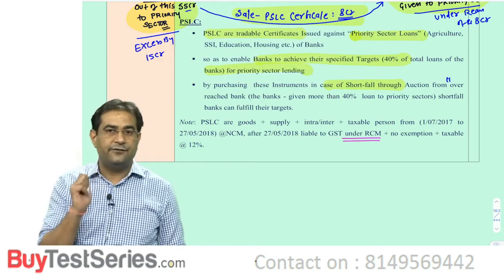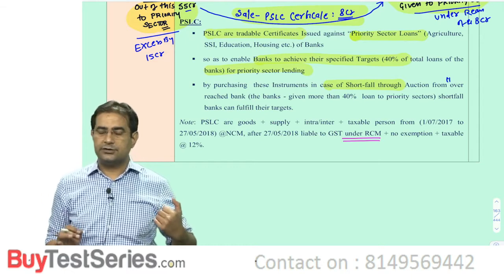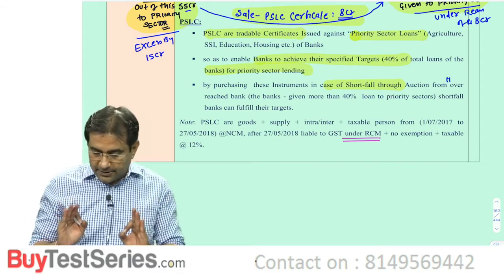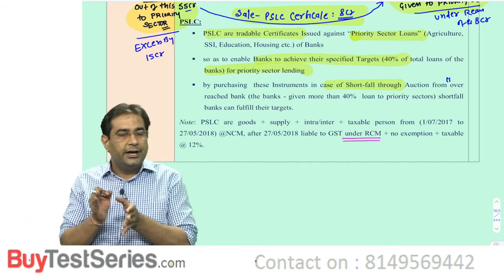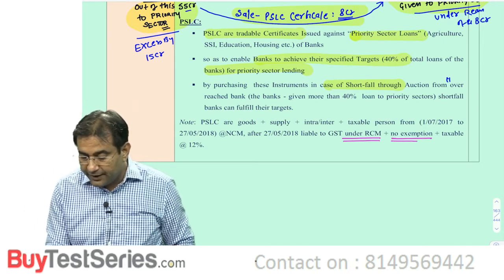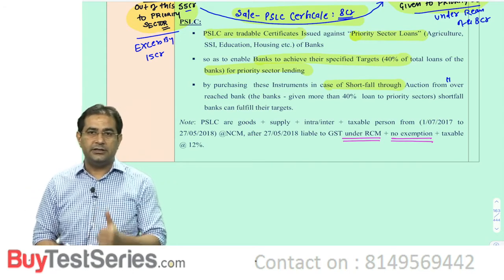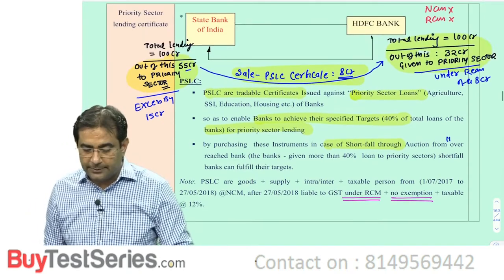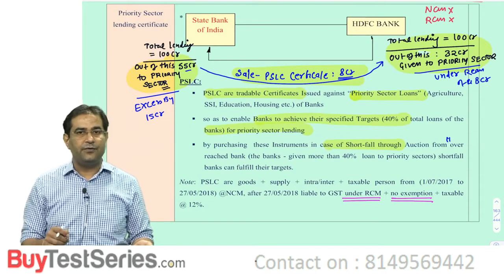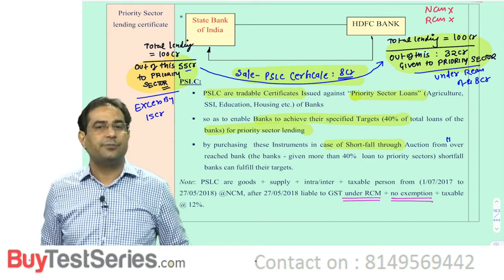But for your kind information, I would like to tell you, RCM applicable on supply of goods is not a part of your syllabus. But for your general knowledge, it also falls under reverse charge mechanism as of now. There is no exemption and finally it would be taxable at the rate of 12%. Is it okay? Yes, sir. That's great, my dear. This was the concept of PSLC, Priority Sector Lending Certificate, that moves from one bank to another bank. Shortfall bank purchases from the overreached bank.